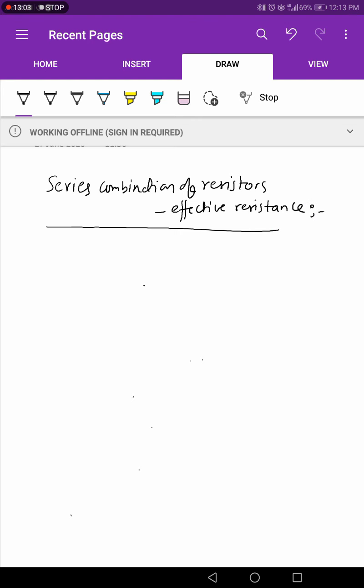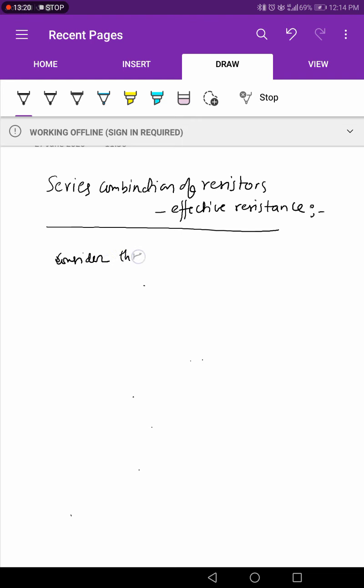Again, in examination they are going to ask: derive the expression for effective resistance in series combination and effective resistance in parallel combination. Write down. What I am writing on the screen, the same you have to copy in your notes.